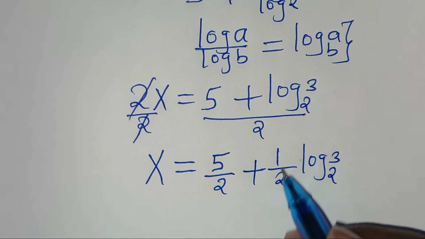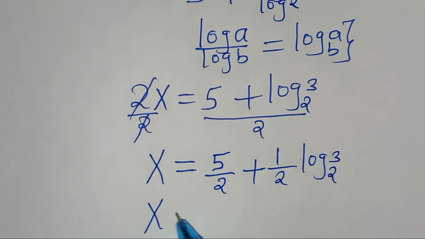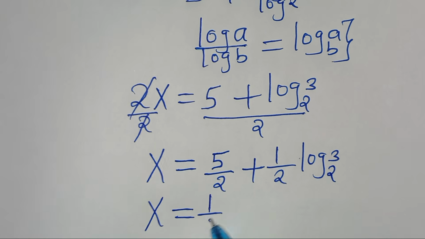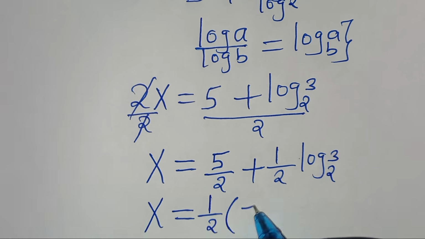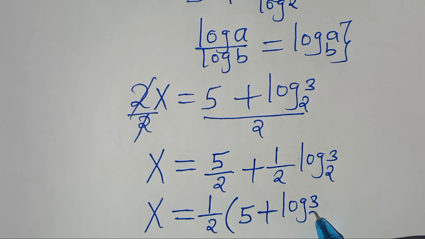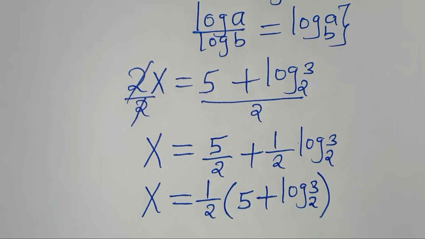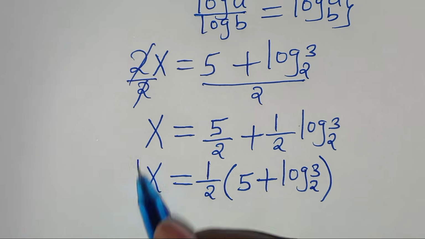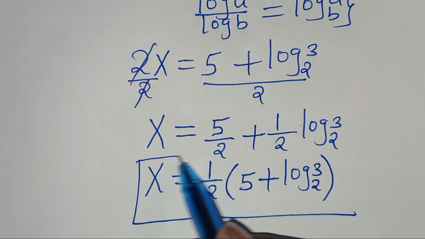And since a half is common here, we can factor out a half into the parentheses, so that we have a half into 5 plus log 3 to base 2. And this is the value of x.